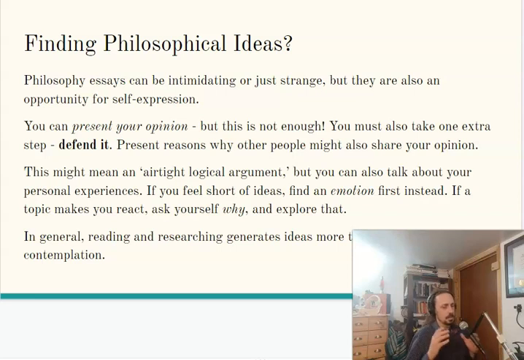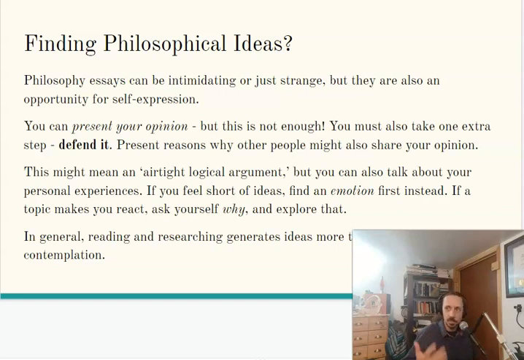Now, you think this is very conventional essay writing, but this is philosophy. How am I supposed to find a philosophical idea? So, yeah, philosophy can sometimes be intimidating or even just strange, but it's also a nice opportunity for self-expression, because you can absolutely present your opinion in a way that you can't in other classes. If you're taking a science class, you're expected to understand a theorem and apply it. Right? And you can apply it correctly or incorrectly, because there's a right answer and a wrong answer. But one of the nice things about a philosophy class, whether we're talking about ethics, morality, metaphysics, you're absolutely expected to present your opinion. What's your take on this subject?